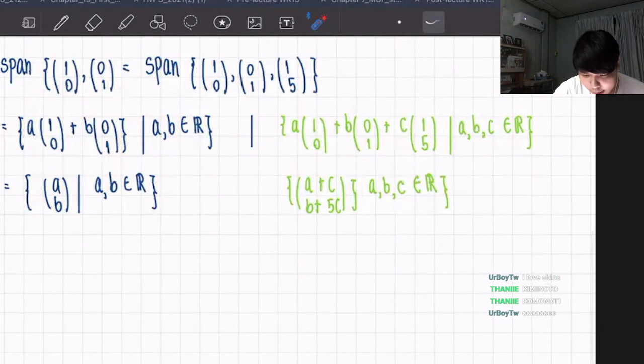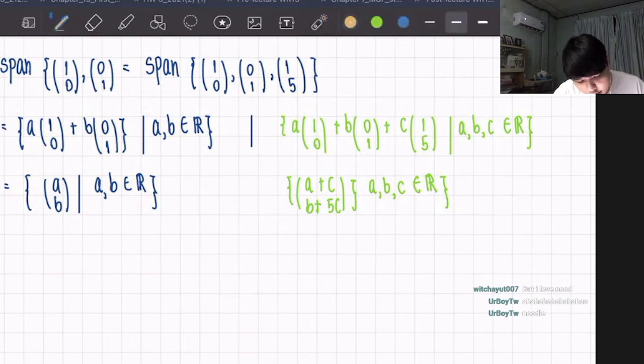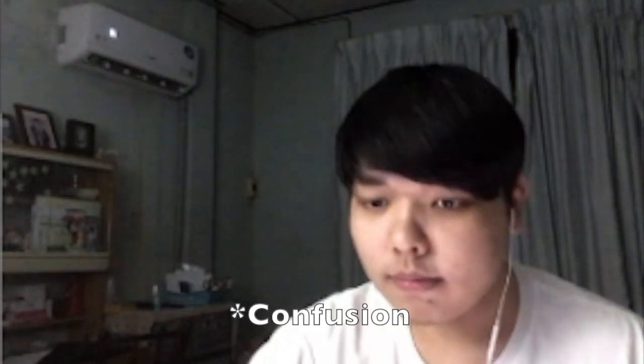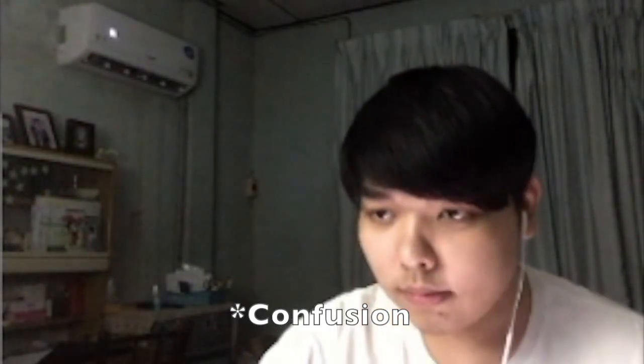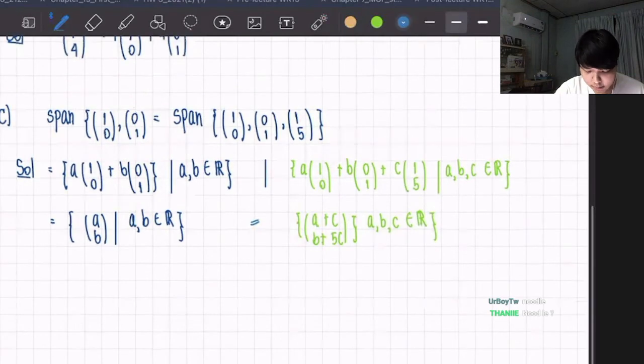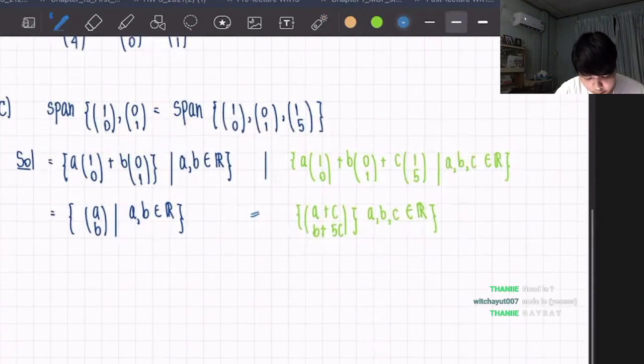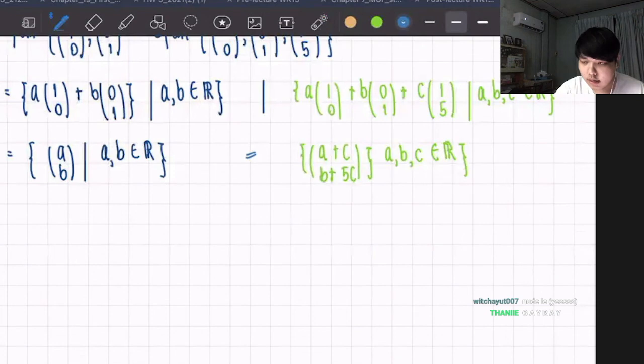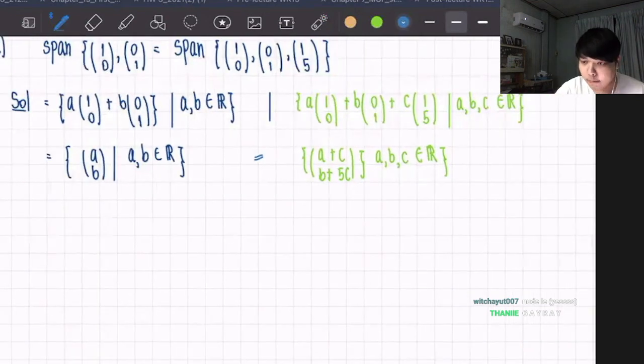And the right hand side is not bigger than the left hand side, because a and b are real numbers, and here a + c and b + 5c are real numbers too, because the left hand side can take any real numbers. These two are the same thing, and we get this. Next, we will expand to examples 4.5 and 4.6.